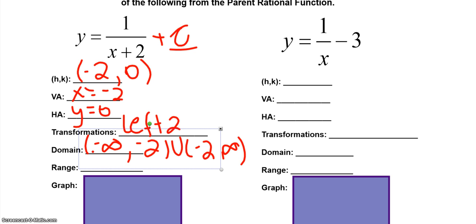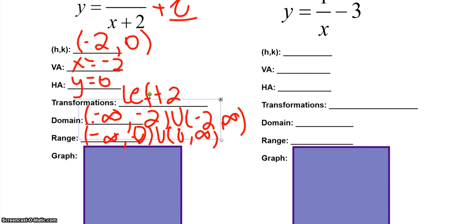infinity. And then my range. I'm going to have every single y value except for my k. So I'm going to go from negative infinity to my k, which is 0, union 0 to infinity.